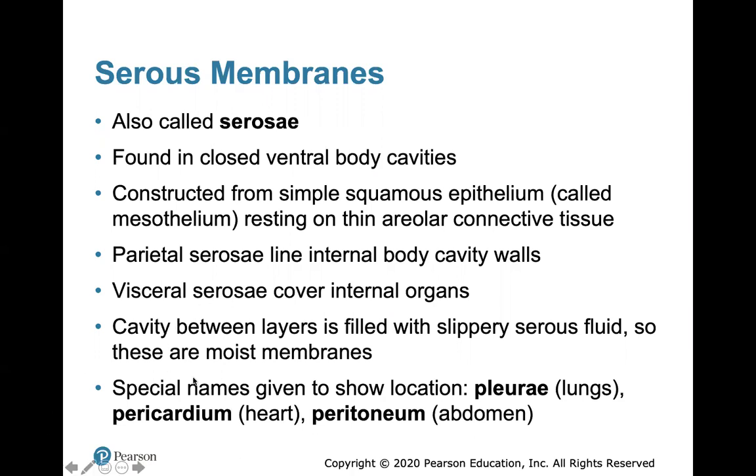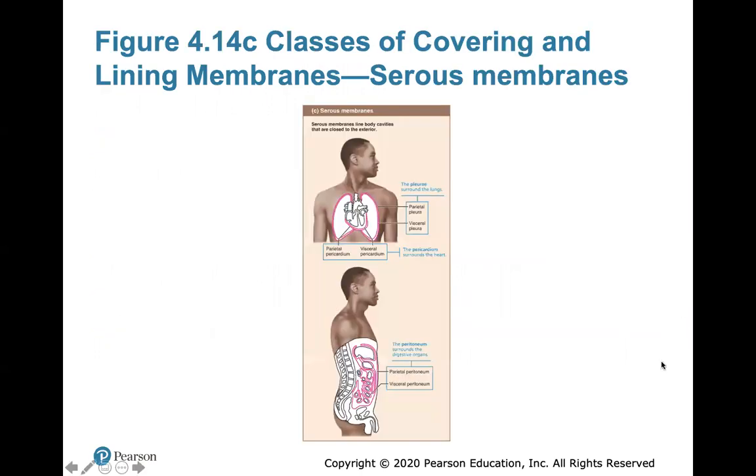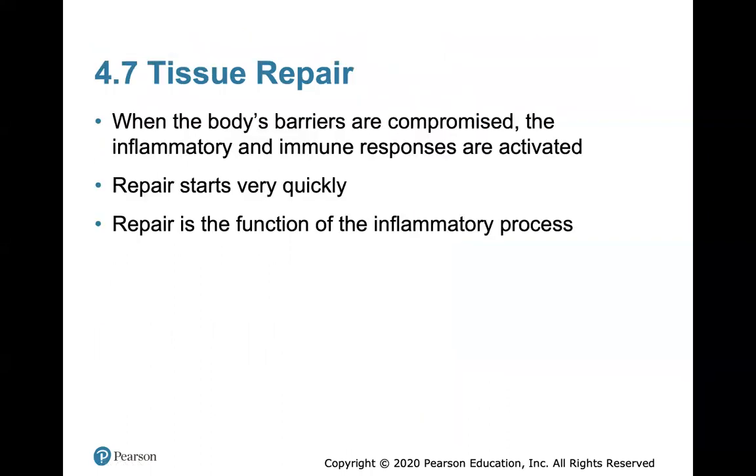And special serous membranes are given names to show their location. So pleurae have to do with the lungs, pericardium has to do with the heart, and peritoneum has to do with the abdomen. And this is where you can see your different serous membranes, whether they're around the lungs, the heart, or the abdomen.